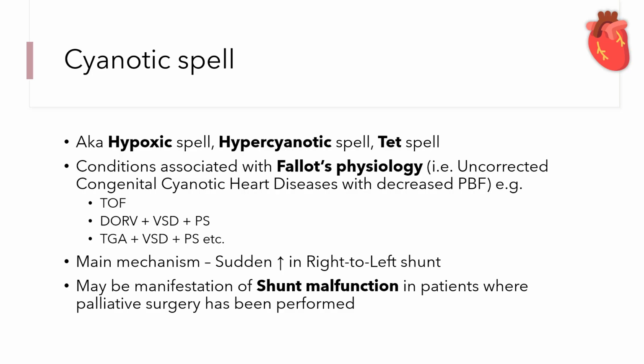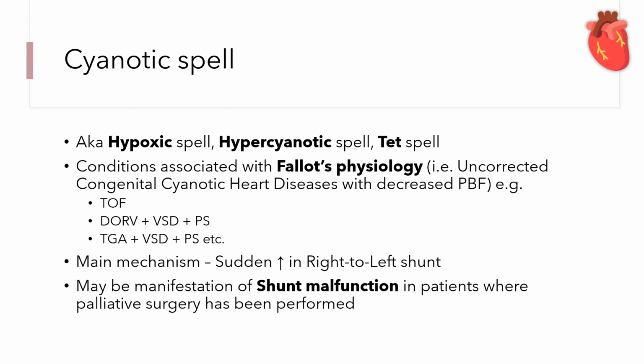So coming to the topic proper, what is a cyanotic spell? The cyanotic spell is also known as a hypoxic spell or hypercyanotic spell or TET spell. So what does that mean by TET spell? The TET comes from the tetralogy of Fallot, which is the classical condition in which the cyanotic spell is seen. So cyanotic spells can be seen in any conditions associated with Fallot's physiology.